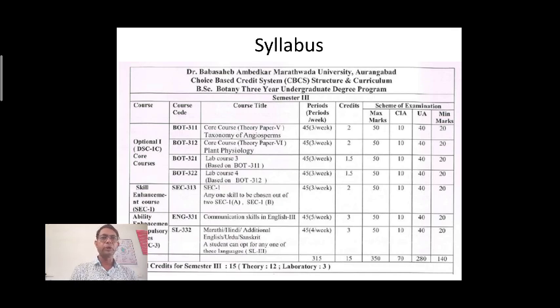Now when we go to the marks, you can see 50 marks is the maximum marks for each course, whether practical or theory. Then these 50 marks are distributed as continuous internal assessment and university assessment. So all these subjects have 10 marks as internal assessment and 40 marks as university assessment.